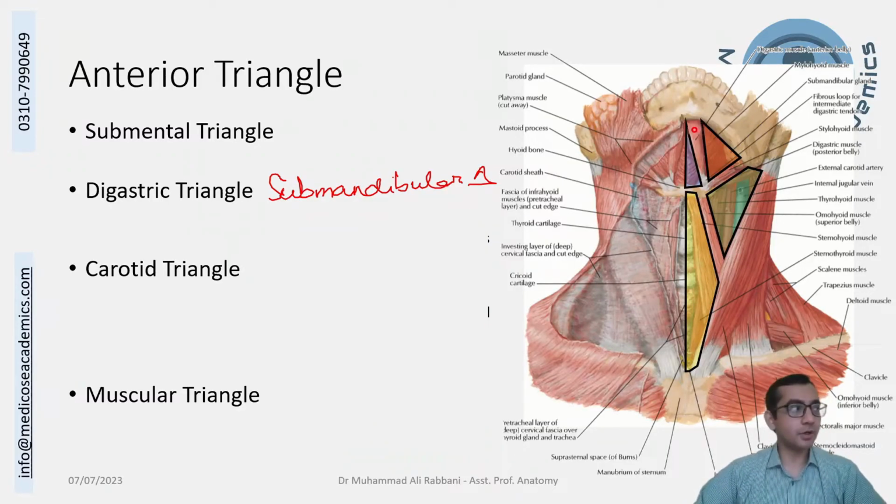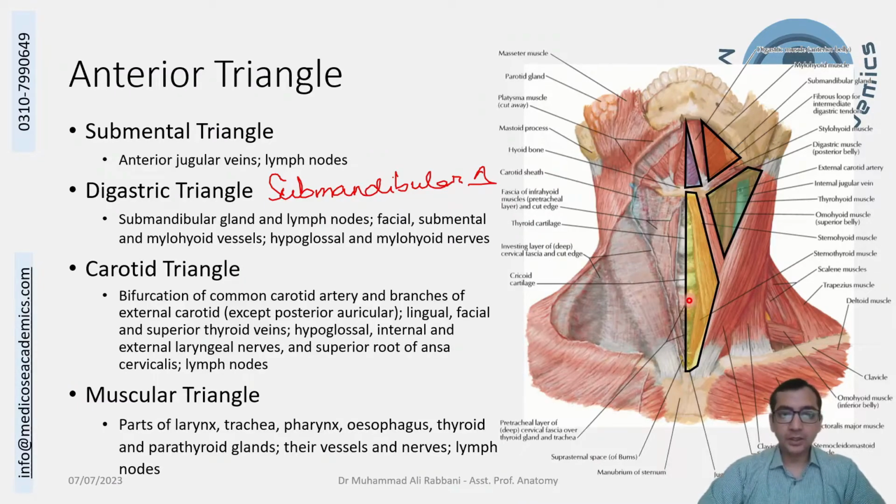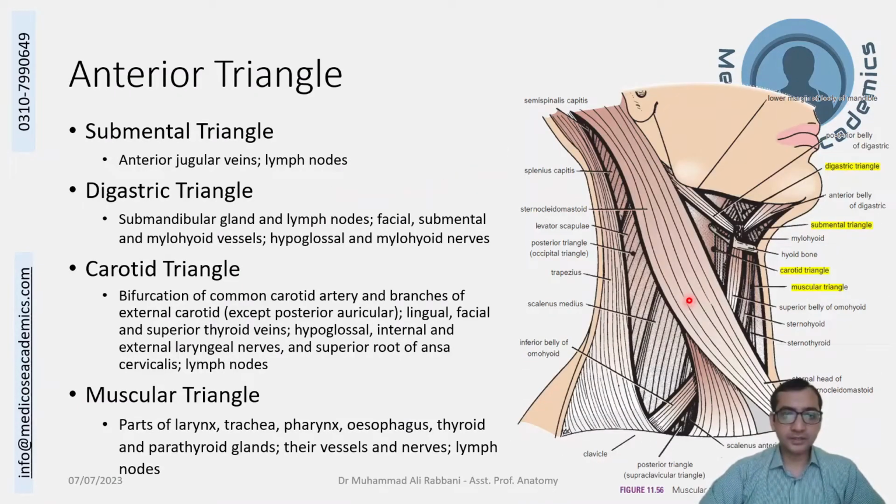So these are the borders of the four triangles that are made by the anterior triangle. There are two key muscles that are doing all of this work, that is digastric, with two bellies, and the superior belly of omohyoid. And of course, there is the midline here. So these are the contents.